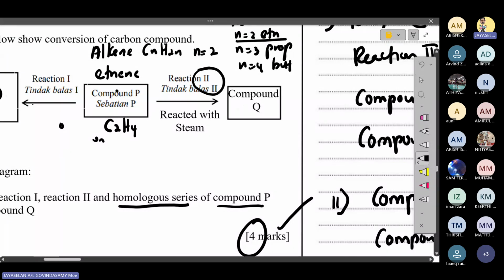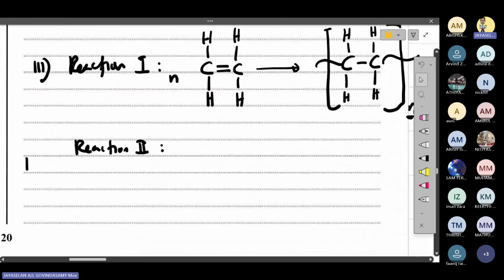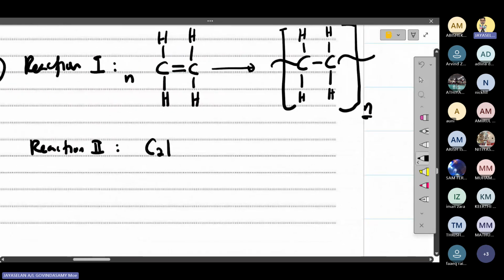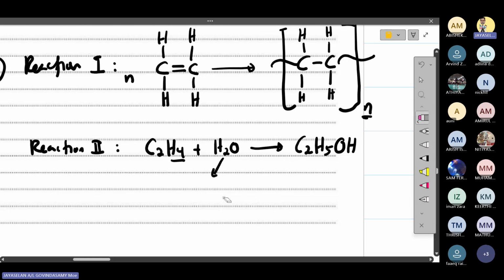Reaction number 2, eating steam means what? Water vapour. So this reaction is known as hydration. They want the equation, not the conditions. So you put your C2H4 reacted with steam. What product will you get? Take out the water, split H-OH. You get C2H4 plus 1 is how much? 5. Take the OH, put it behind. Take your 2 marks. This is ethanol. Okay, got it? I think most of you got it.